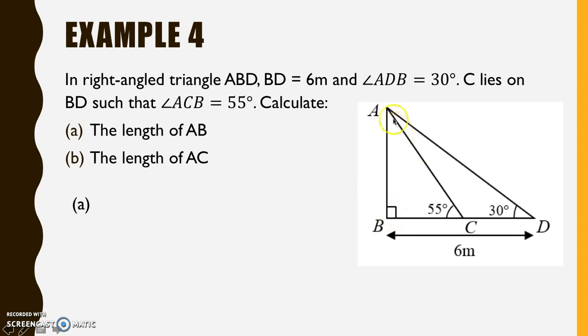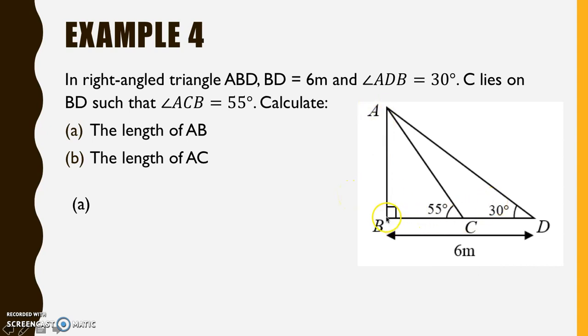Now, we don't know any information about this length. We also don't know any information about the hypotenuse here. This is also the hypotenuse. So is it possible for us to use Pythagoras theorem? The answer is no. So when you cannot use Pythagoras theorem, use the trigonometric ratios.